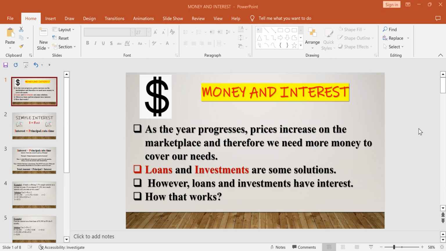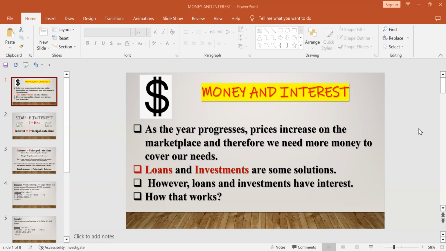As the year progresses, prices increase on the marketplace and therefore we need more money to cover our needs. Yeah, I need more money. I don't know about you. So loans and investments are some solutions. However, loans and investments have interest.